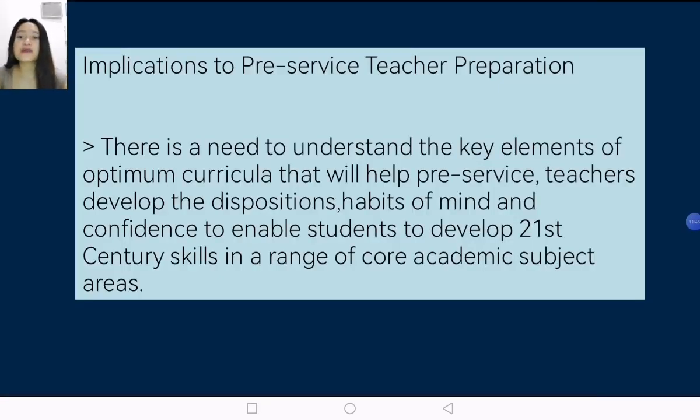So now we are down to the implications to pre-service teacher preparation. There is a need to understand the key elements of optimum curricula. So what do we mean when we say key elements of optimum curricula? It is the integration, addressing the students' needs, di ba? And that will help, so on and so forth.